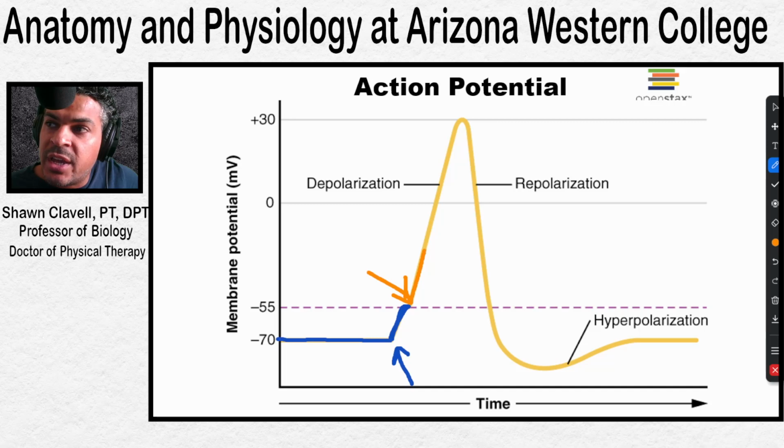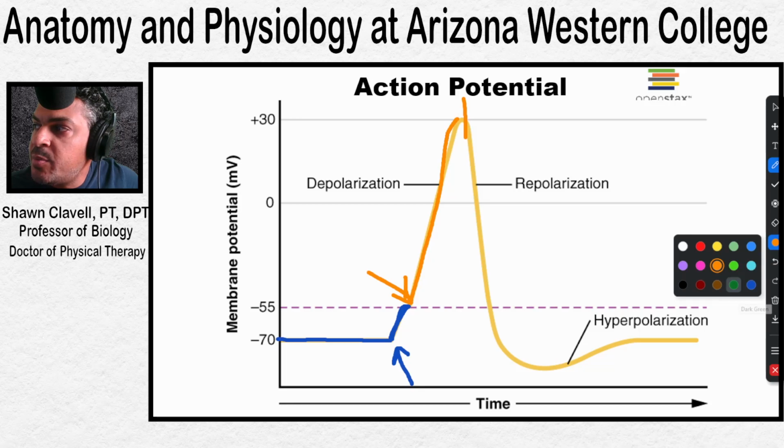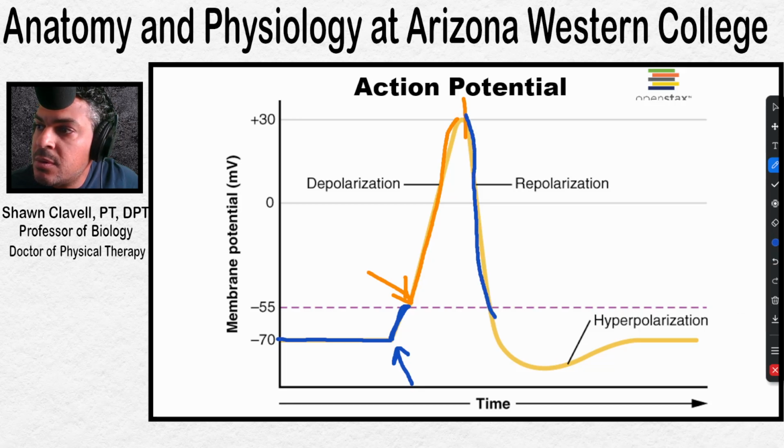And once voltage gated channels open, we get a large depolarization to positive, and then quickly repolarization, which would then result in hyperpolarization, which allows muscles and nerves to take a little bit of a break in between the next contraction and or stimulus.